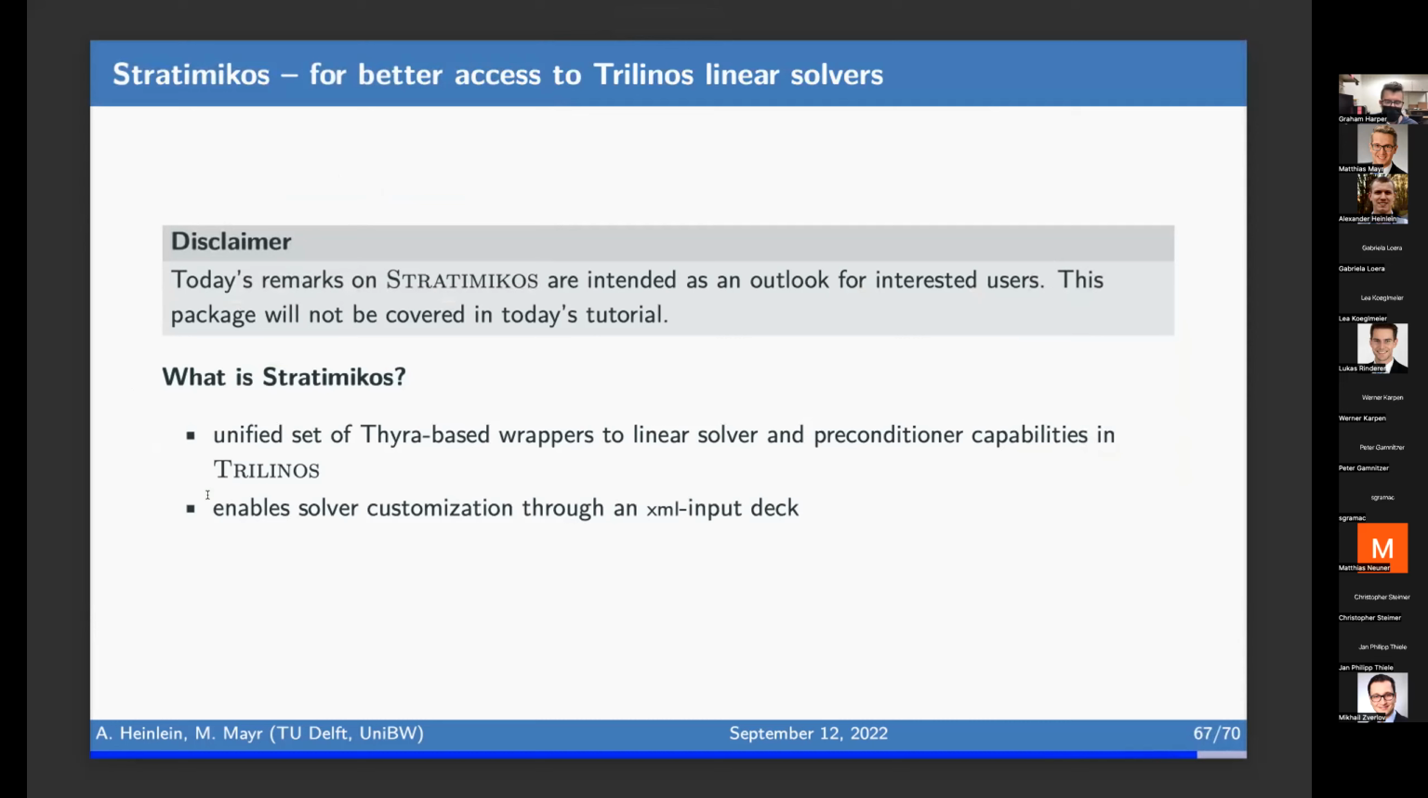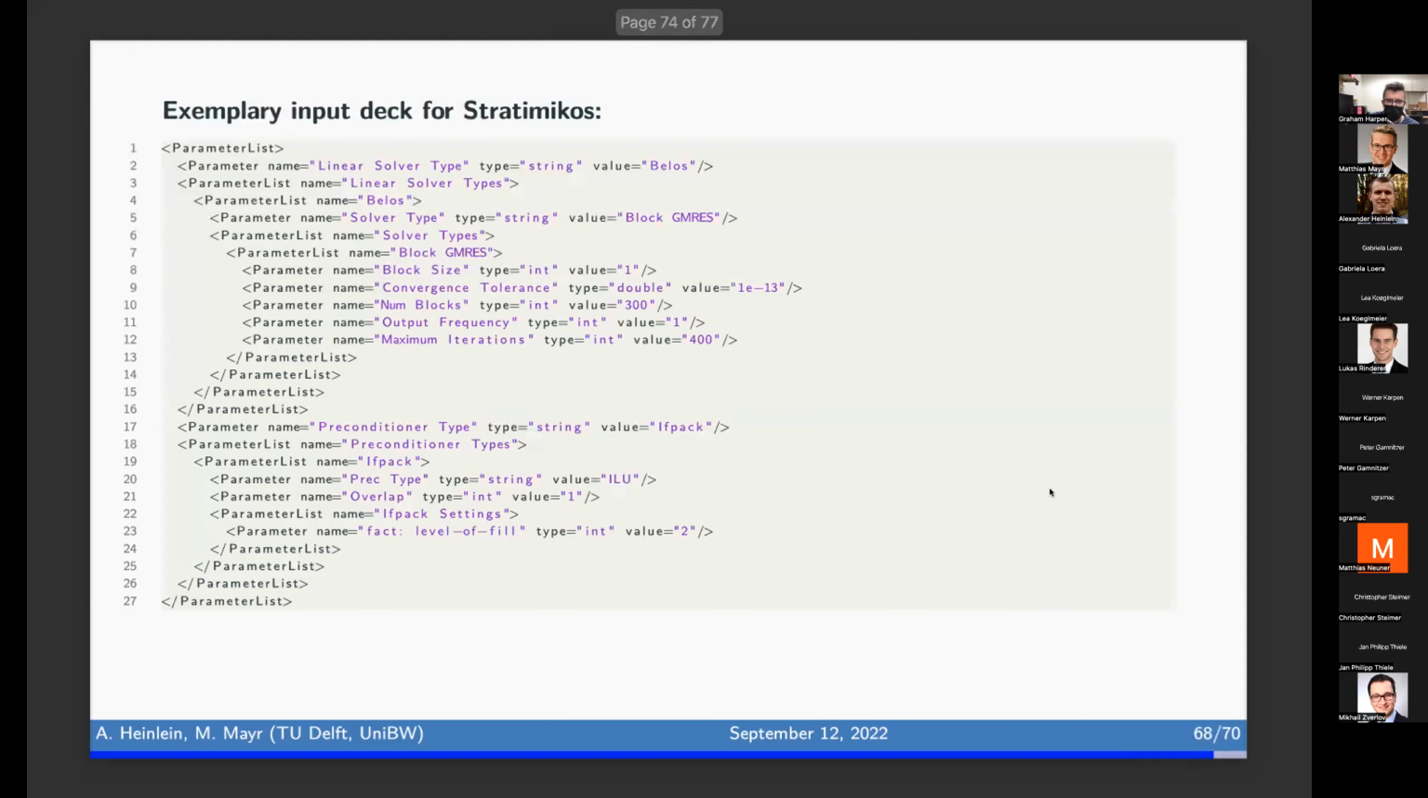Stratamikos is another way to do this. If you don't want to handwrite all of the code, then what you can do is go through Stratamikos. The really neat thing is that even though we're not covering it in today's tutorial, Stratamikos is nice because you can use an XML input deck to then customize your solver. And there's a lot of complicated code that you have to use underneath. There's a lot of casting, and there's this package in Trilinos called Thyra that we use. But ultimately what you end up with is being able to specify your solver like this without having to recompile your code. Some people may like this, some people may not like this. If this is something that's interesting to you, I definitely would look into Stratamikos more.